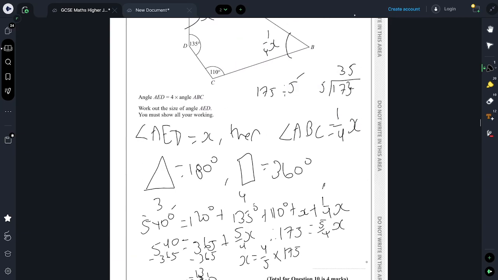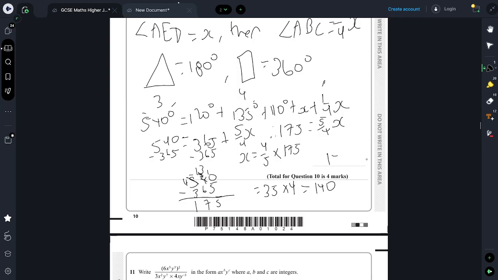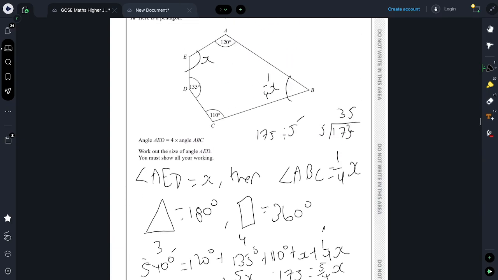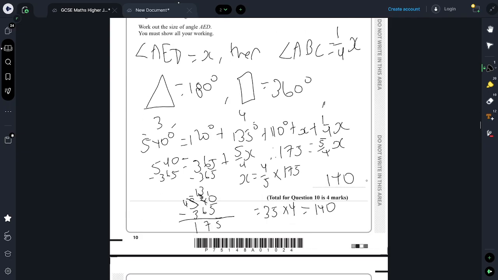x is 140. So it says to work out AED. Well, angle AED is x, so x is our answer here: 140. Okay, so that's how you go about that question. Yeah, that's the right answer. I don't think there's too much you need to remember here other than the angles. I think the difficulty with this question is just the intense amount of arithmetic you need to do. It's very intense actually, but once you get through it, it's 140. That's the process behind that.